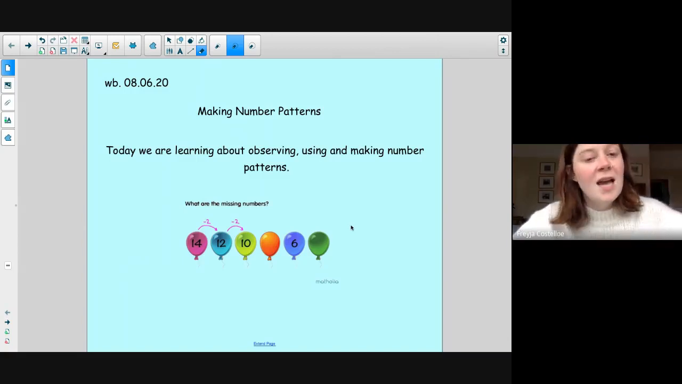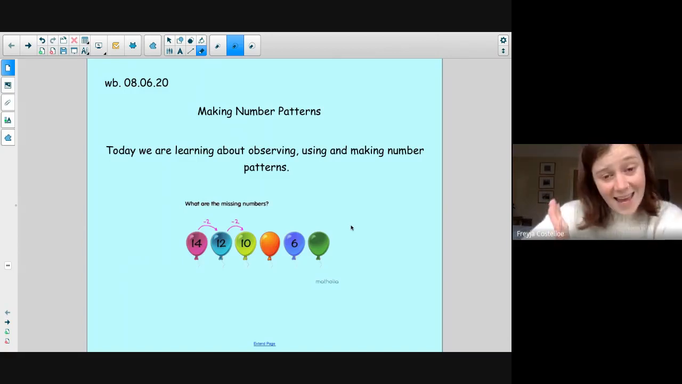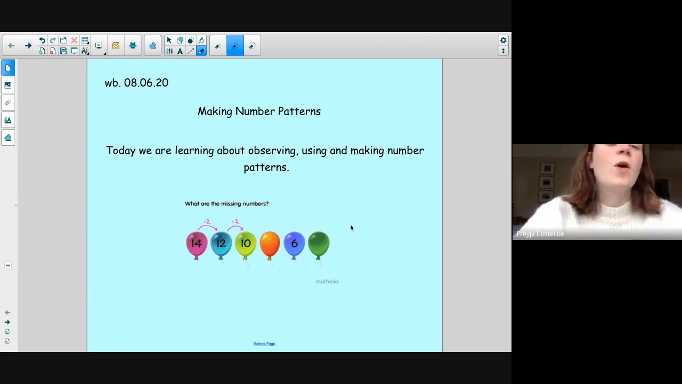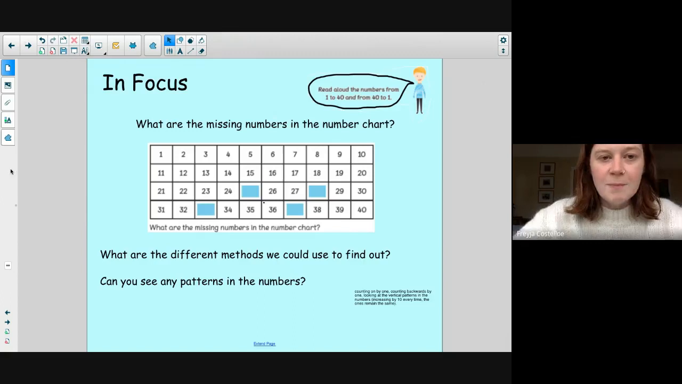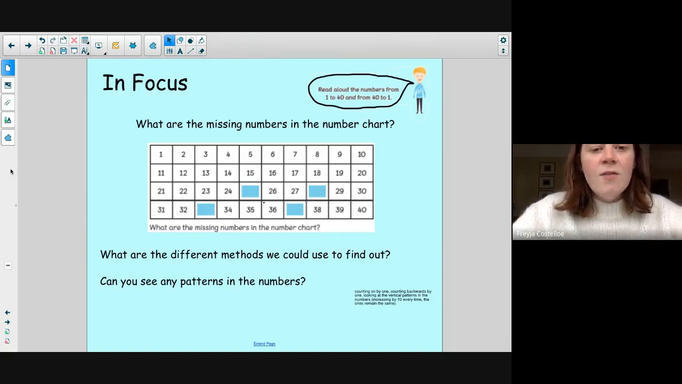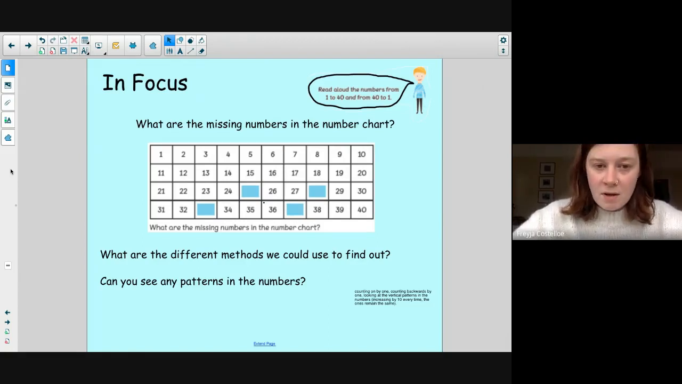Now, we're very good at looking at number patterns to 10, but we are now going to be looking at number patterns all the way up to 40. So all the work that we've been doing on tens and ones is going to help us with this. So let's start off by looking at this number chart. I've got some numbers missing on this number chart. Can you think of some different methods we could use to find out which numbers are missing?